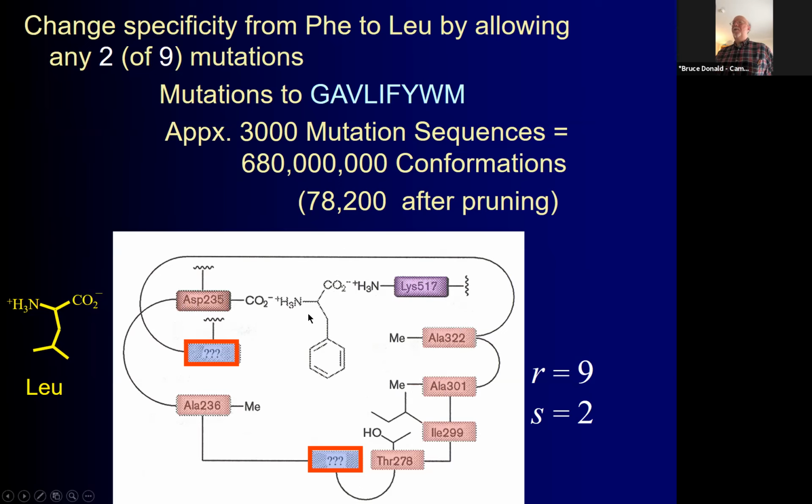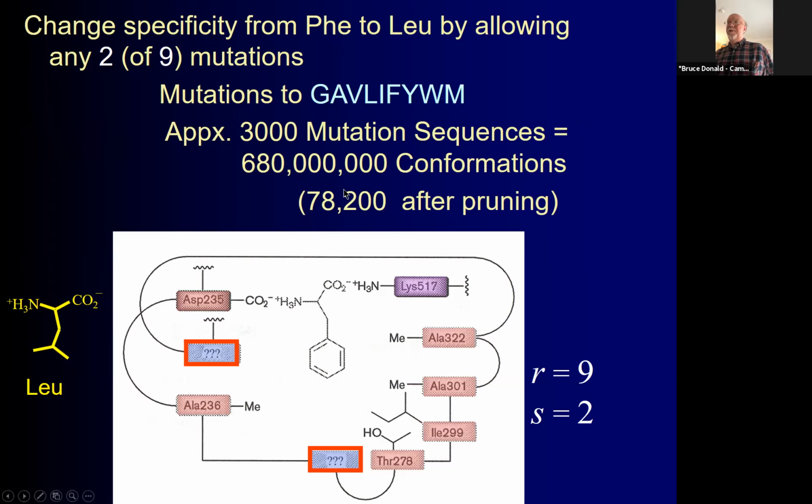So the idea is, well, what if we want to swap out the phenylalanine here, and instead we want to put in the leucine here like this? If we do that, we might consider changing any two of these at one time. There are 9 different things in the active site. So the combinatorics is given to us by an active site of size r equals 9, changing s equals 2 things at once. And if you look at this and take out some things that are obviously not sequences you want to try, we might just look at mutations to these 9 residues that are compatible with a small hydrophobic amino acid like leucine, such as glycine, alanine, valine, leucine, et cetera here. This gives us approximately 3,000 mutation sequences, about nearly 750 million conformations.